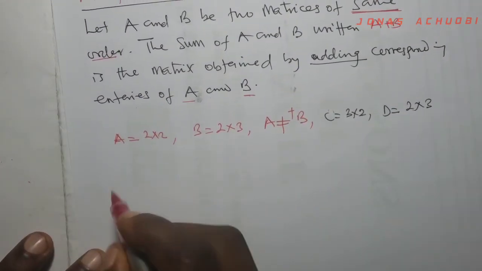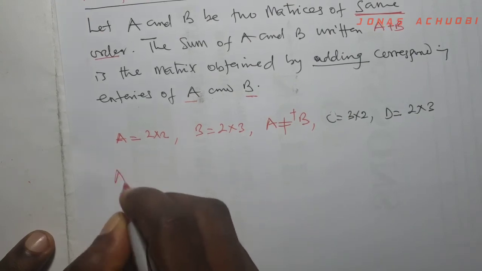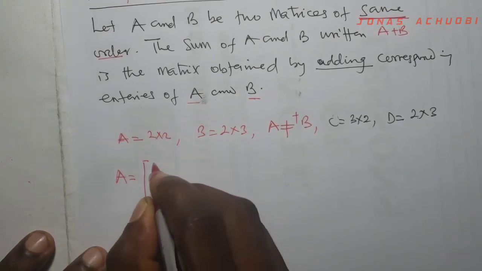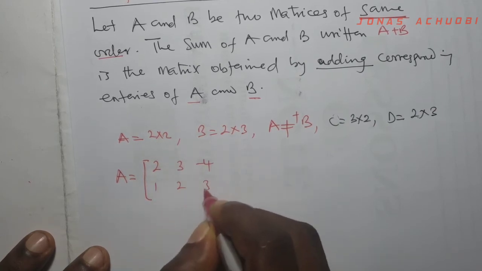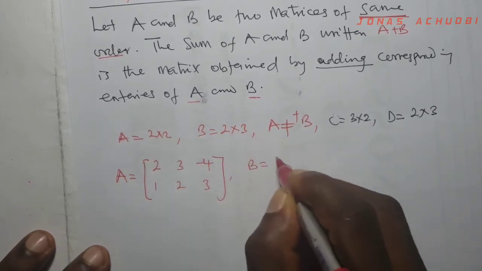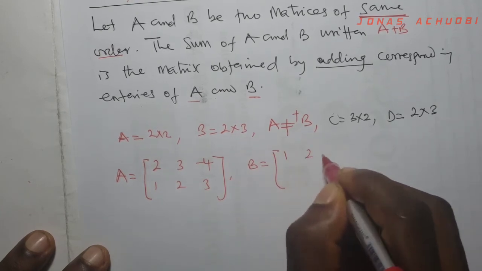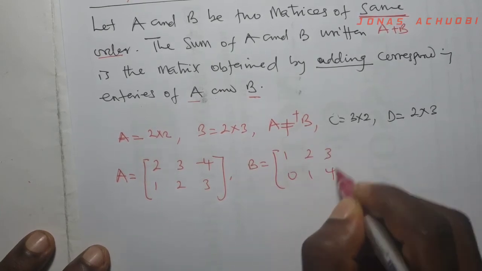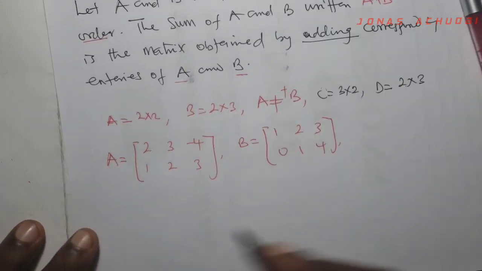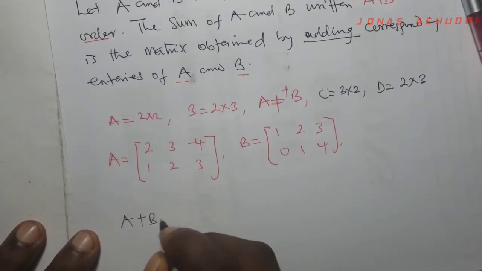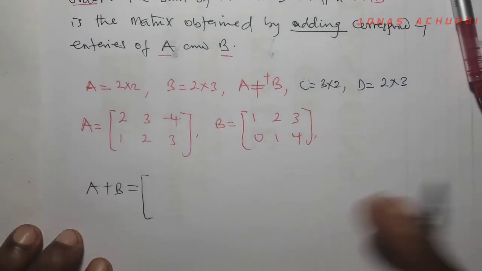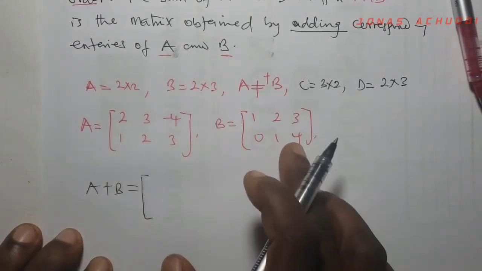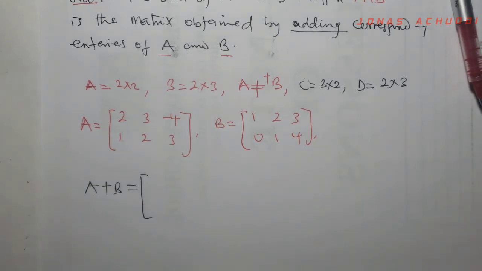So let me illustrate an example, then we close. So we have matrix A, which is 2, 3, say negative 4, 1, 2, 3. Another matrix B here, very beautiful matrix, 1, 2, 3, 0, 1, and 4. So we want to now find out what is A plus B. I want to add the two matrices. So the first thing you must check is, can A and B be added? How do you answer the question? You check their orders or dimensions.